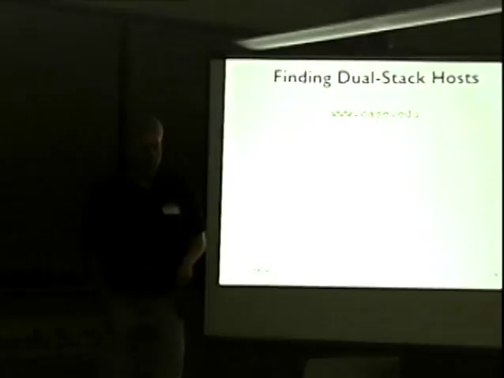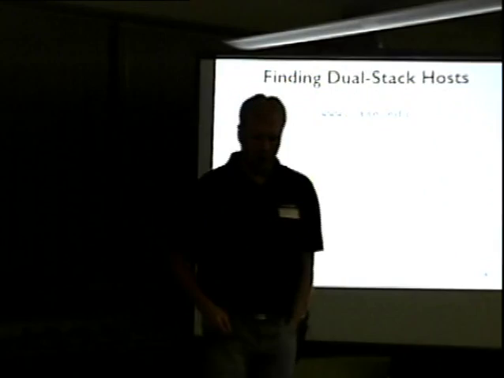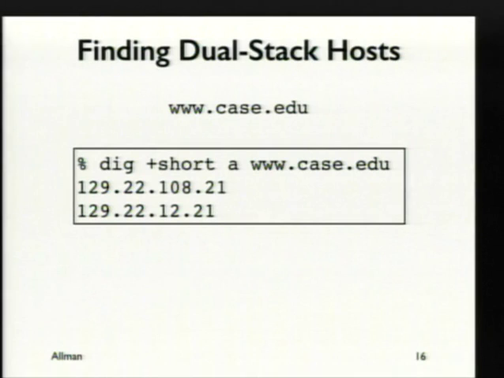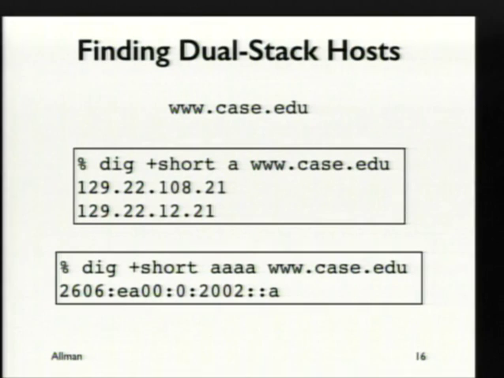Okay. Now we want to see if that's a dual stack host. So the first thing we do is we look up an A record in the DNS for that name. Okay, now we have two IPv4 addresses for that host. Okay, well, the next thing is obvious. We look up the quad A record. Aha, now we have an IPv6 address. Now we have four labels for this host. Okay, we have two IPv4 addresses, we have an IPv6 address, we have a host name. All the same host, right? No.